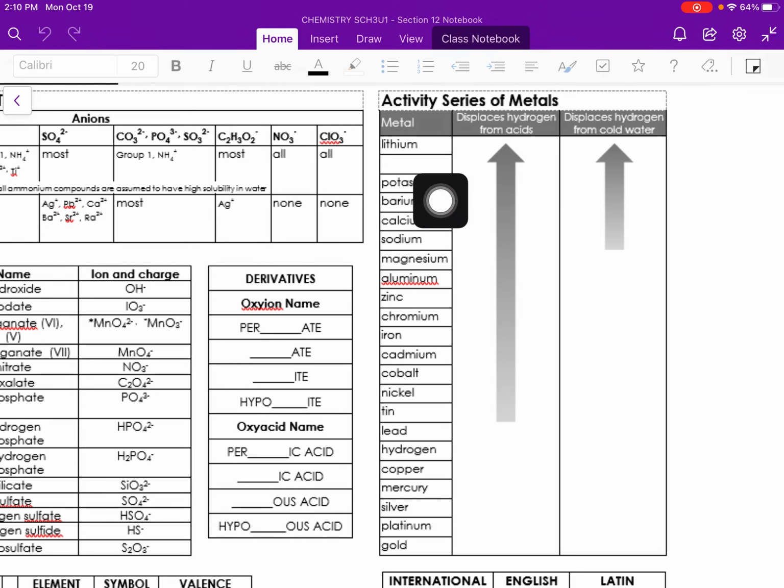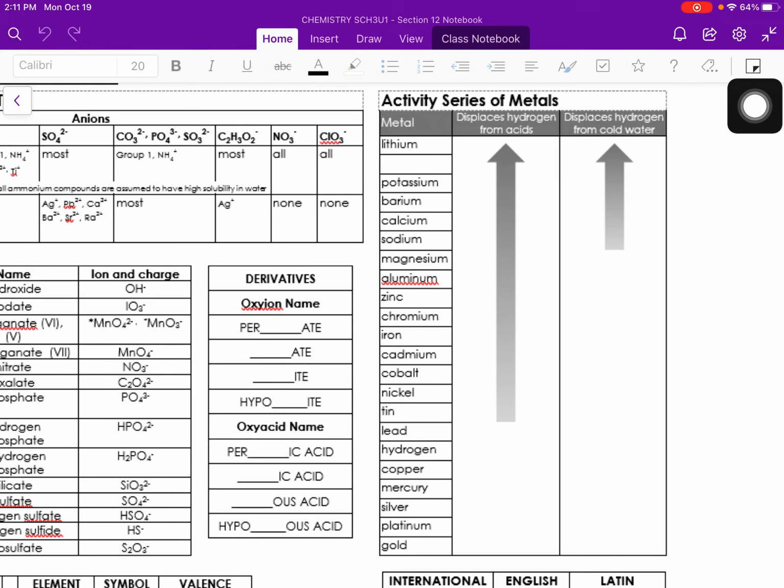There's nothing missing from there. So the way that this works is whatever is higher up is the most reactive, and if something is more reactive, then it as an element would kick something else out and be in a compound. So a reaction would happen if the element is higher up than the one in the reactants. Then it would react and kick that out, and that element would then be in the compound.